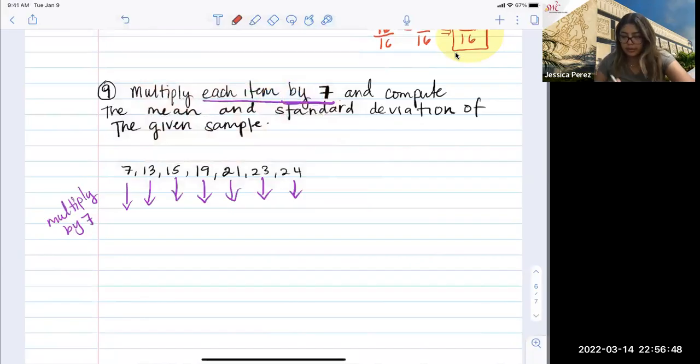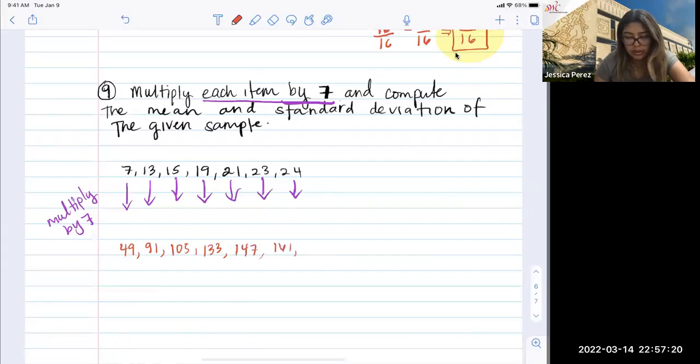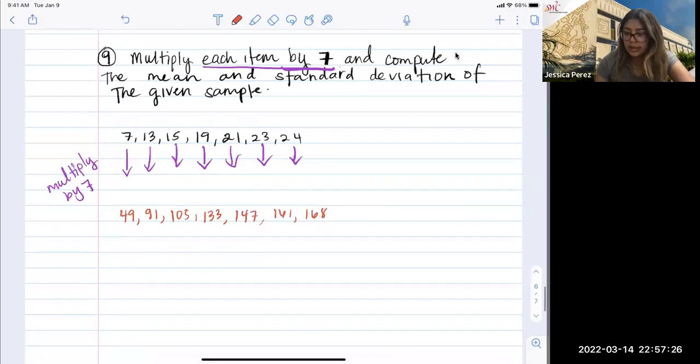So again, with your calculator, you have 49 because 7 times 7 is 49. Then 13 times 7, you get 91. Then 15 times 7, which is 105. Then 19 times 7 is 133. Then 21 times 7, 147. Then 23 times 7, 161, and 24 lastly times 7, 168. So this is the new data I'm working with.